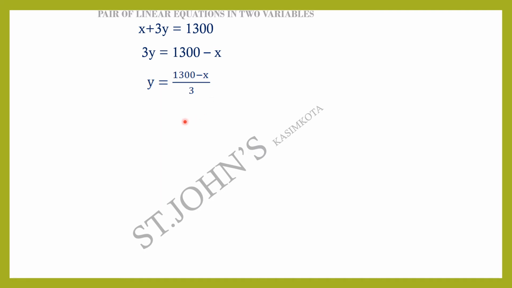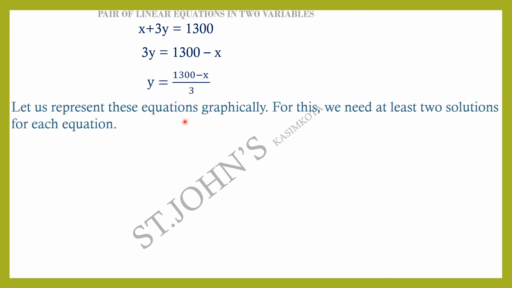So let us write the table. Let us represent these equations graphically. For this we need at least two solutions for each equation, at least two, or at your wish you can take any 2 or 3 values, for both x and y. So draw the table first. Solution table of x plus 2y equals 1300. This is the first equation. Now we have to write values for x and y.